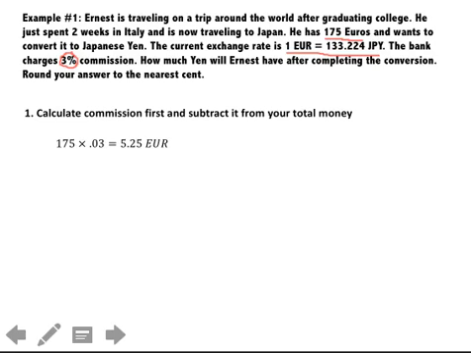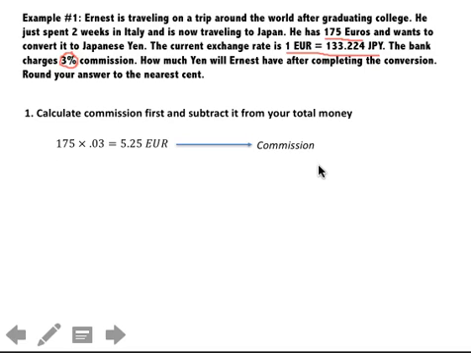So we're going to find 3% of 175, our total euros. So I do 175 times 0.03, which is 5.25 euros. That is our commission. That's what we're paying to complete the actual currency conversion.